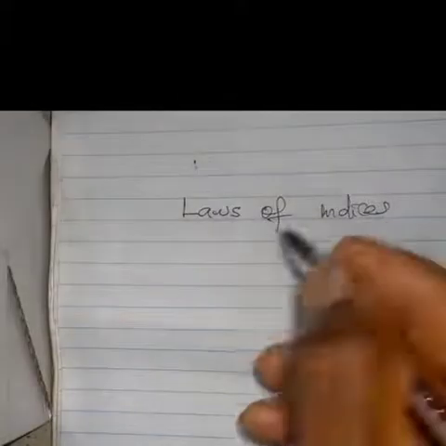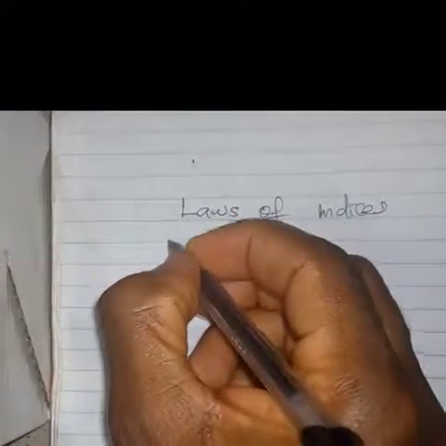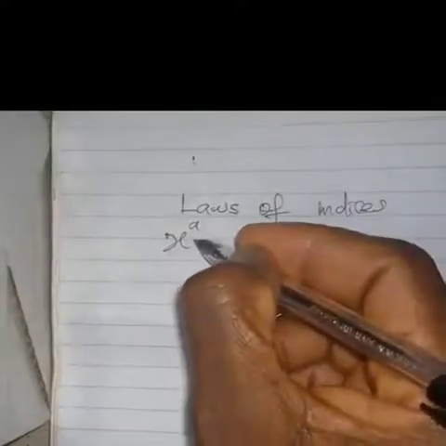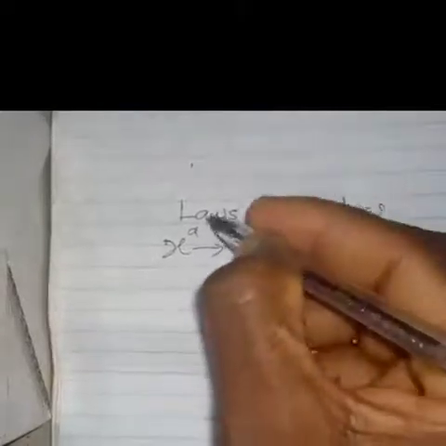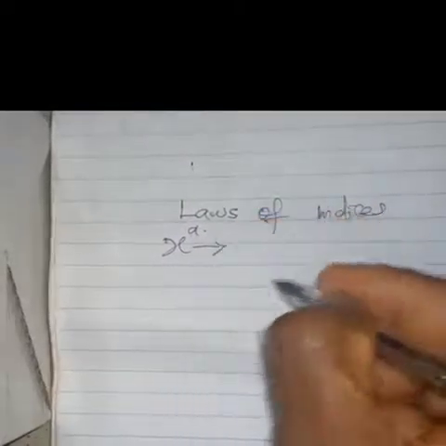Then indices mathematically has to do with powers, right? Some of us might have heard of powers. For example, you have, let's say, x raised to the power of a. The x there could be an integer, or a number, or a letter. Then you can see the a there. The a is actually the power, while the x is the number that carries this power.